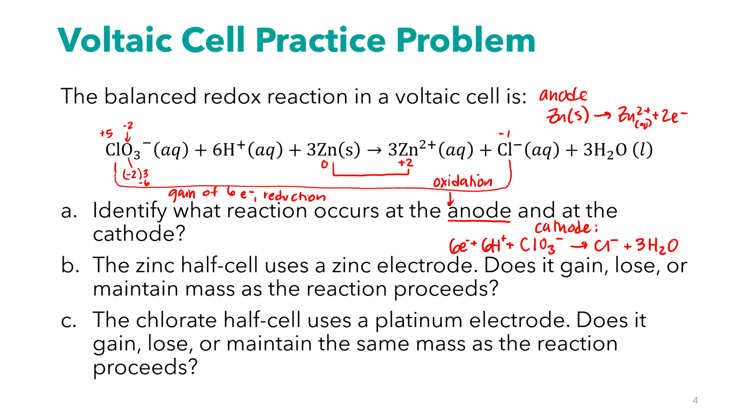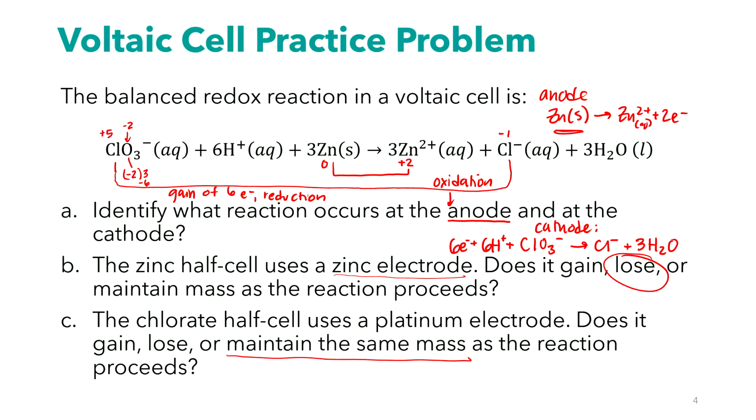All right, so does the zinc half cell, if it uses a zinc electrode, gain, lose, or maintain mass as the reaction proceeds? Well, we see here that it's going to be at our anode, so we are consuming zinc. So we're going to lose mass on this zinc half cell. And then the chlorate half cell doesn't have a metal. I can't rely on one of those species being my electrode, so there's platinum there. It's just passing along the electrons, which means that it maintains the same mass. It's essentially inert here. It's just there to pass electrons.